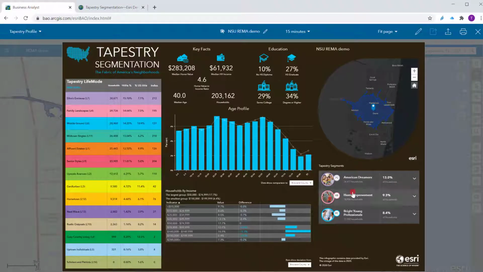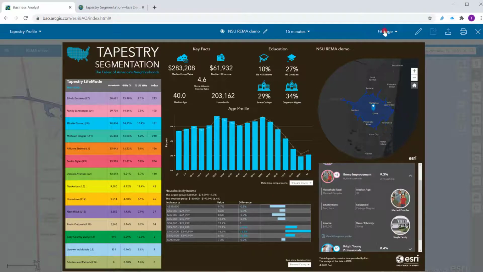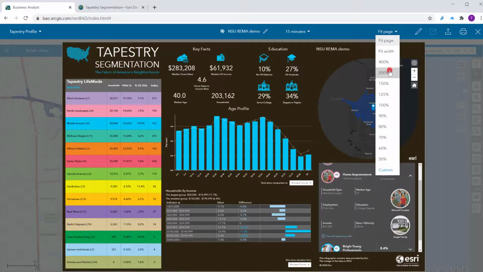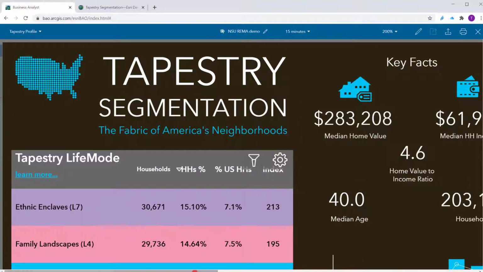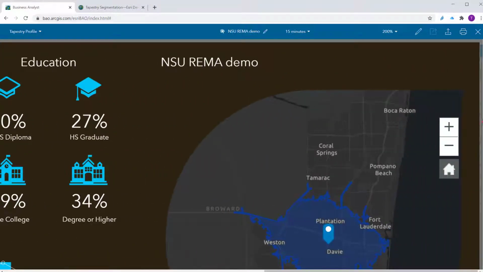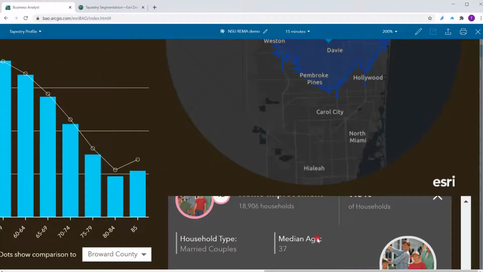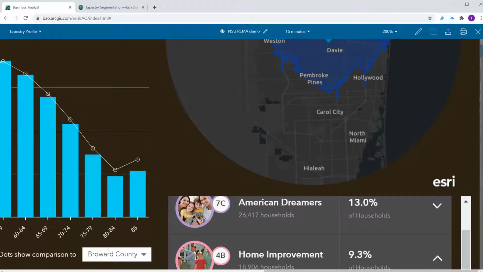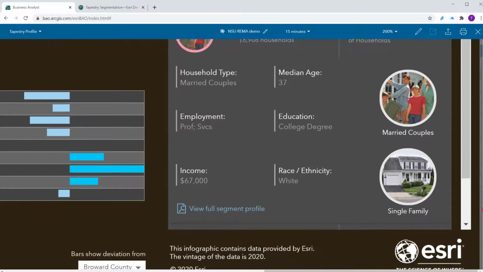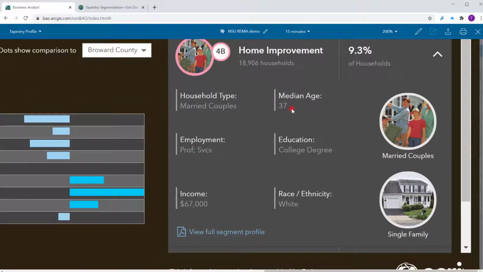And you can see here we have Tapestry segments. You can see here home improvement. If I click home improvement, that's 4B. Let's zoom in again. That subsection is 9%. Here we go. Married couples, 37 median age. Yeah? Professional services is the employment structure.